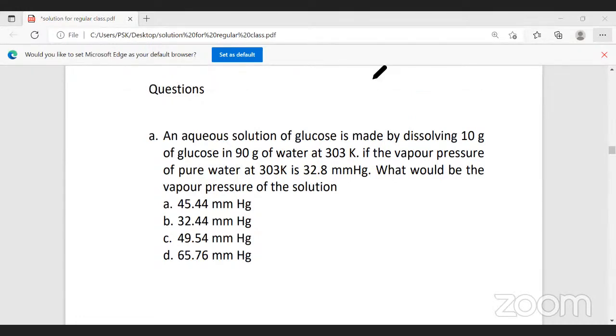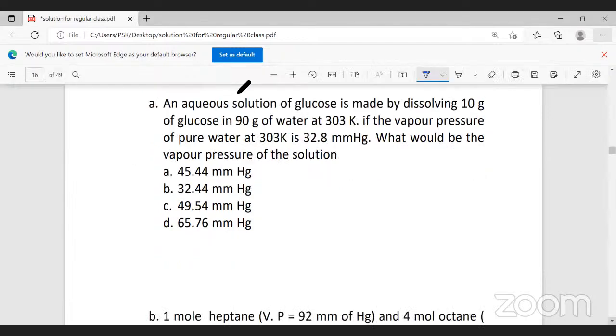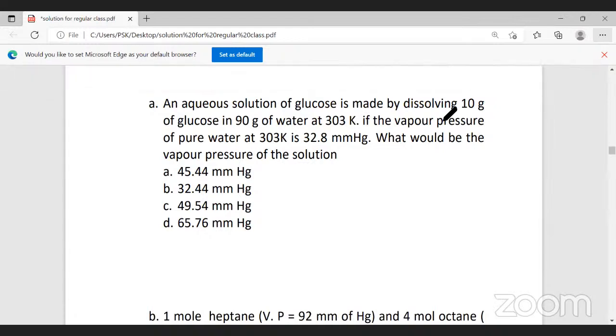Now we'll work out some problems. We'll try to solve lengthy problems, but these kind of problems will be there in your exam without fail. An aqueous solution of glucose is made by dissolving 10 grams of glucose in 90 grams of water at 303 Kelvin. If the vapor pressure of pure water at 303 Kelvin is 32.8 millimeters of mercury, what would be the vapor pressure of its solution?